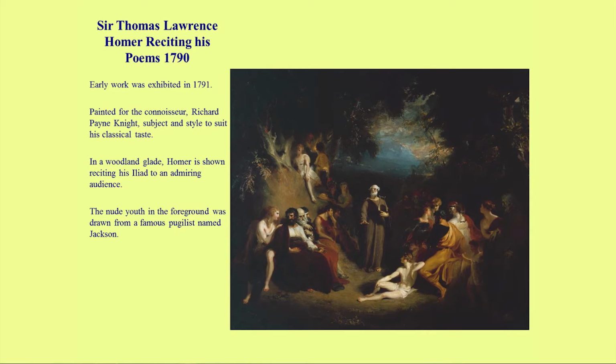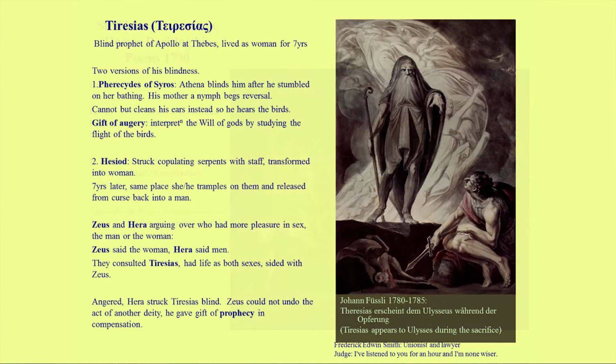There were other people who were wise who were blind. Tiresias, who unfortunately trod on a couple of copulating snakes and was therefore blinded. Being blind, he was asked to intercede in an argument between Zeus and his goddess wife Hera over who was having the more pleasure in sex, whether it was a man or a woman. Zeus said the woman, and Hera, being female, contrary, said it was the man.